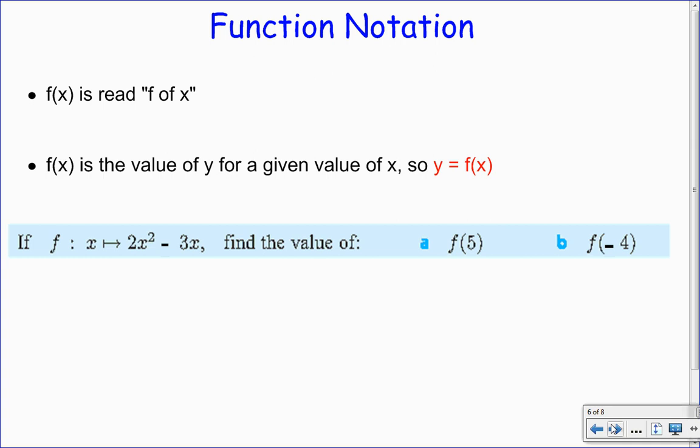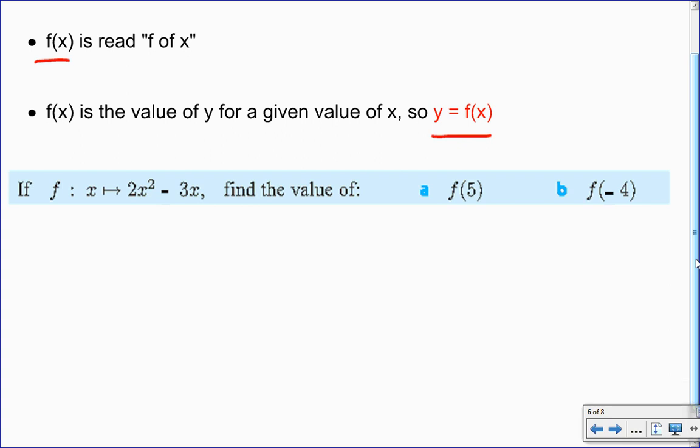Okay, this symbol right here is read f of x. f of x is the value of y for any given value of x. So we can say that y is equal to f of x. You might also see it written in this form. It means the same thing, f maps onto x.